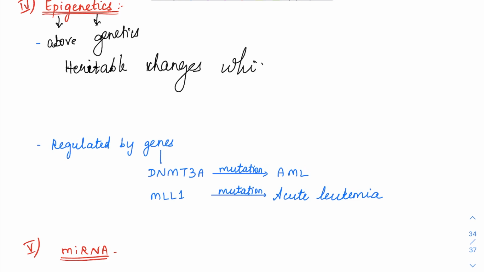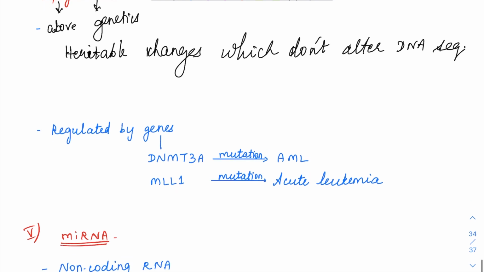Heritable changes in the DNA which don't alter the DNA sequence. So heritable changes which are not going to affect the DNA sequence. This is the exact definition of epigenetics. So what are these changes?